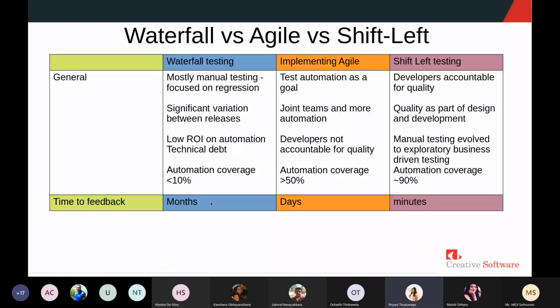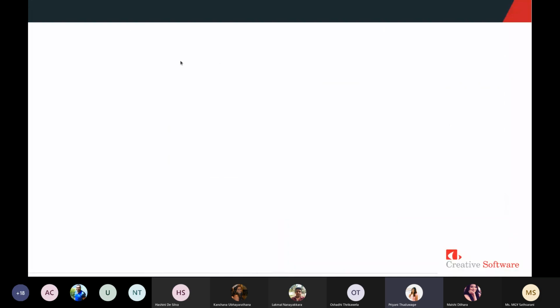So when we talk about time to feedback, in waterfall testing, developers have to get feedback from the testers. They have to wait months, like 2 months, 1 month, maybe. But in implementing agile, we can get an idea and a feedback within days. And fortunately, we get a quick response and quick feedback within minutes in shift left testing, if we are practicing it. And not only those things, but there are some other things we have to think about.